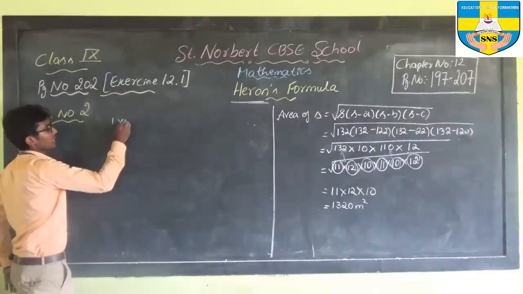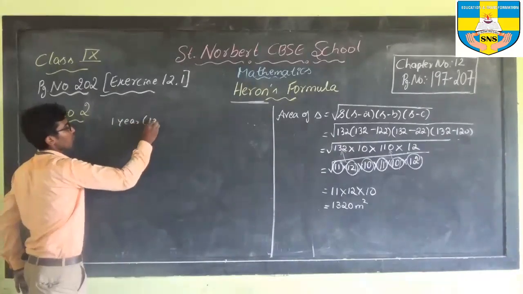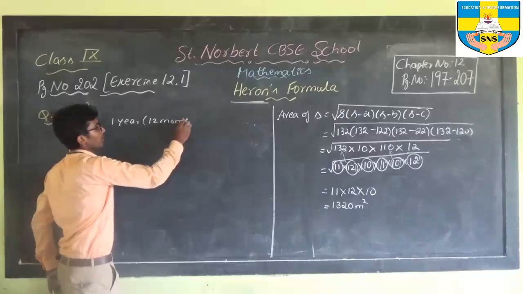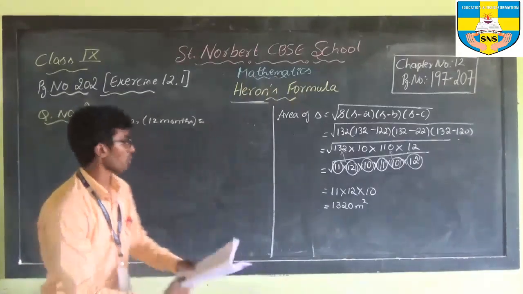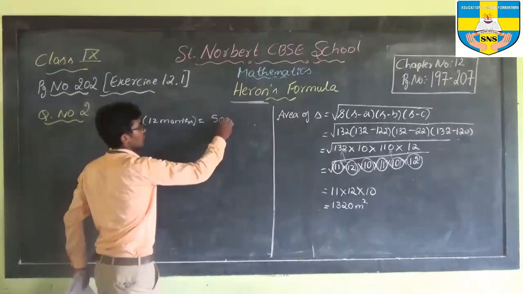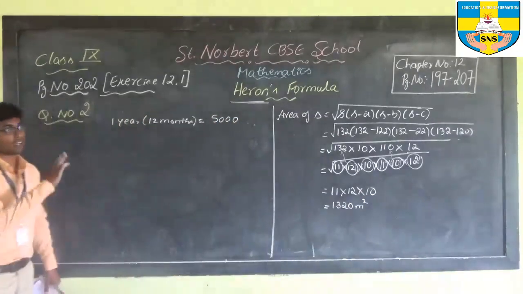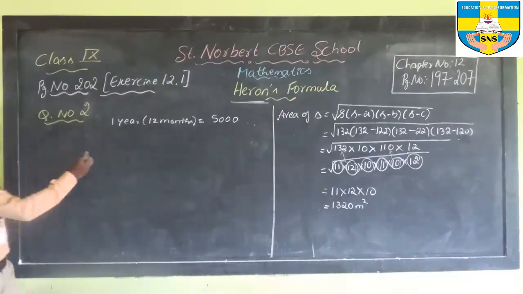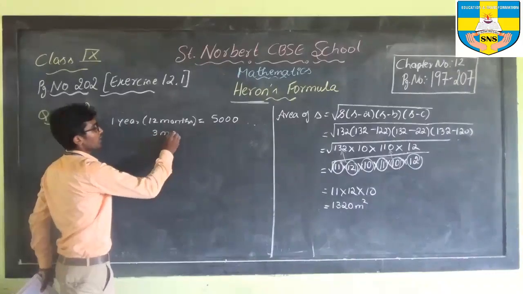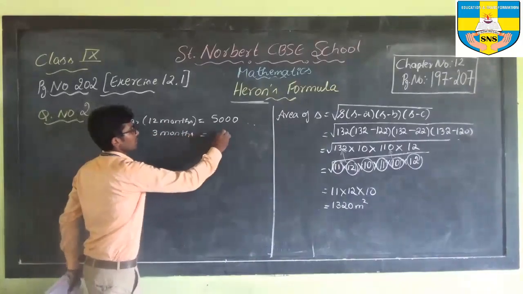For 1 year, it is given, 1 year is nothing but 12 months. For 12 months, what is the charge? 5,000. You read the question, it is given in the question. For 1 year, they are charging 5,000 rupees, but we are not using it for 12 months. We are using only for 3 months. How are you going to calculate for 3 months?